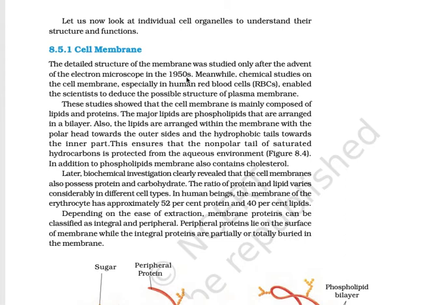microscope in the 1950s. Meanwhile, chemical studies on the cell membrane, especially in human red blood cells (RBCs), enabled the scientists to deduce the possible structure of plasma membrane. These studies showed that the cell membrane is mainly composed of lipids and proteins. The major lipids are phospholipids that are arranged in a bilayer.